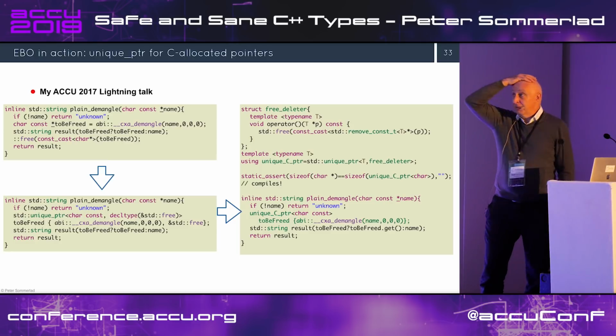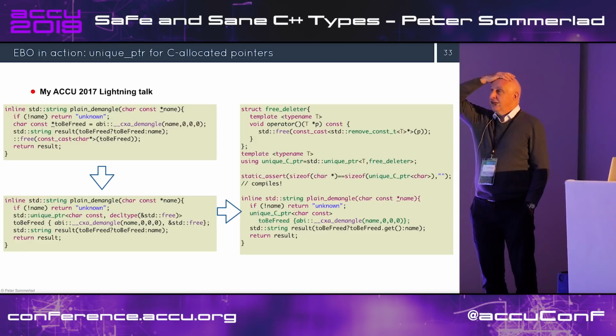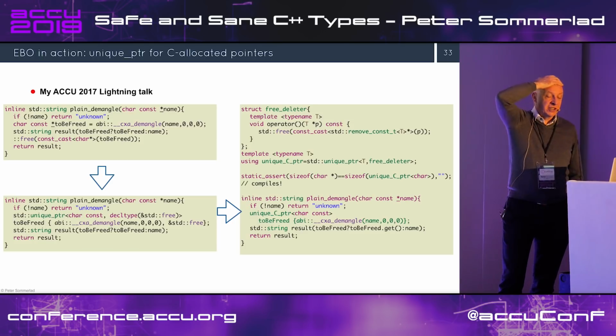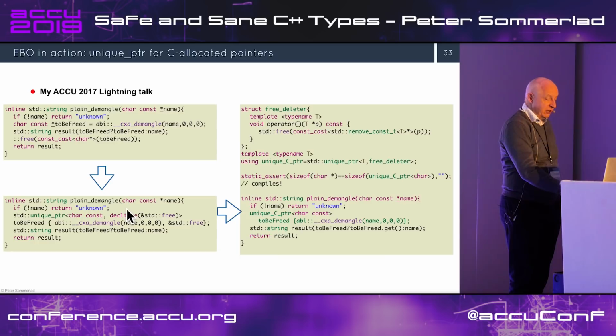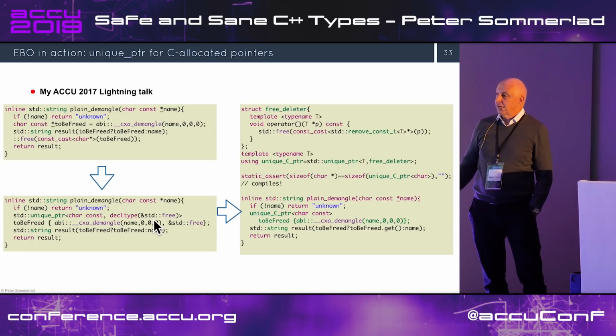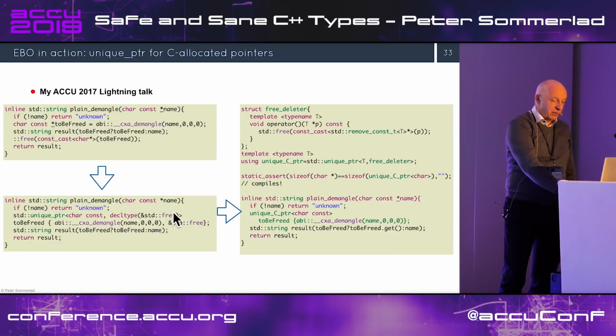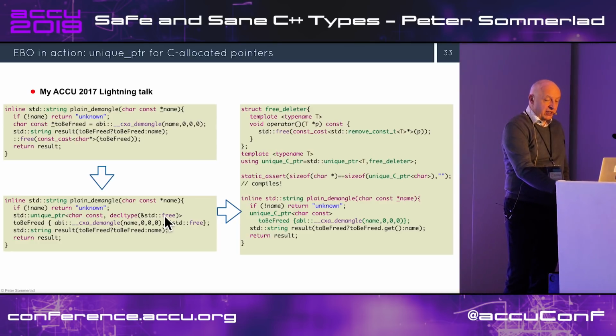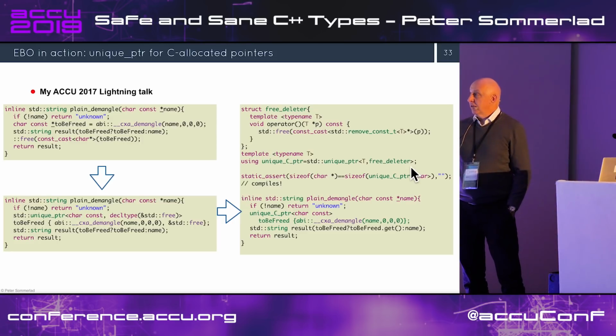Other things for empty base class optimization. Two years ago, I had a lightning talk about how to manage C pointers with a unique pointer without additional overhead. The classical example was actually to use a unique pointer with decltype of the free pointer, and then passing the free pointer to the unique pointer constructor. The problem is then that you get a unique pointer that is twice the size of the plain unique pointer. And the trick is to actually have a deleter object with an overloaded call operator for deleting with free, and that deleter object is passed as a template argument to the unique pointer.